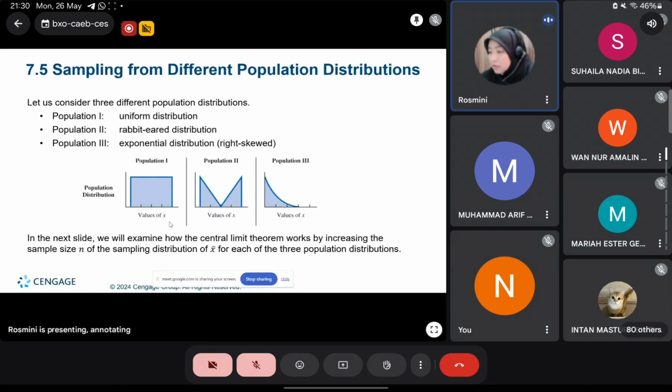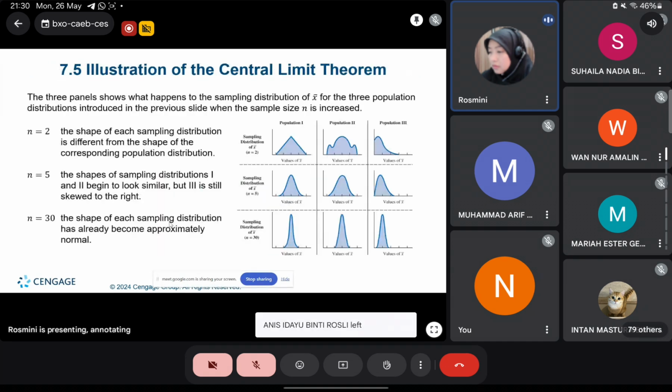So you have the value of x, population 1. If you still remember, that is the uniform distribution. And then there are two more. You have population 2, which you call rabbit-eared, and a skewed distribution, which is the exponential distribution. So don't worry so much about this. It's just trying to give you some understanding regarding the normal distribution.